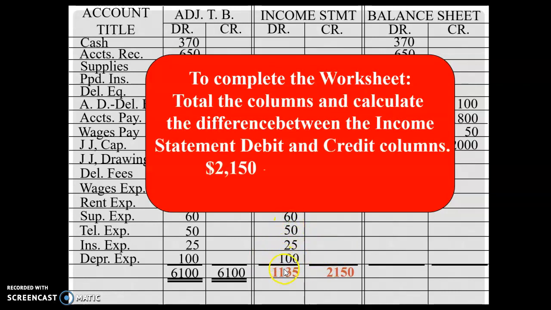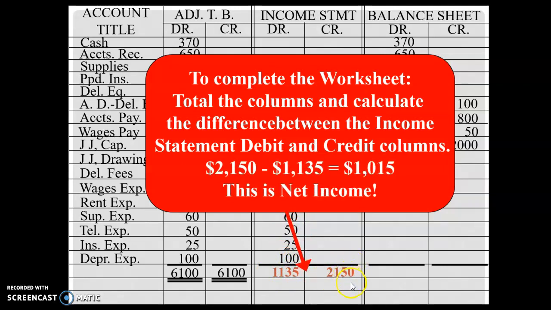Now we have to total up the debits and total up the credits. My total debits is $11.35. My total credits is $21.50. I have to find the difference between them. The $21.50 is my revenue, and the $11.35 total is all my expenses. So revenue minus expenses, if it's positive, is net income. If it was negative, it'd be a net loss.